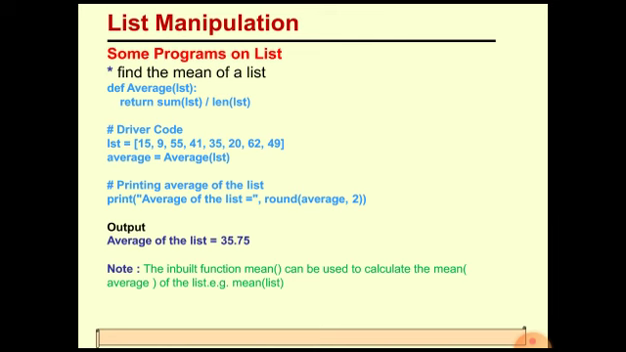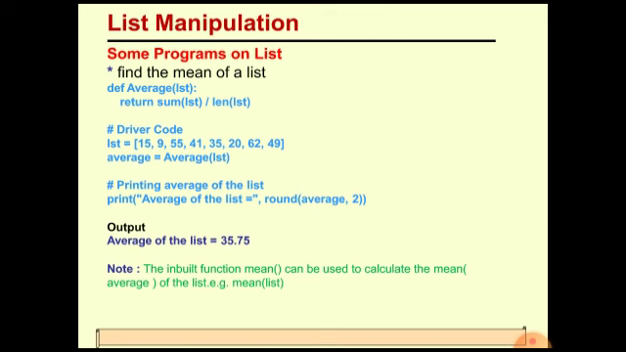Okay, now in the driver code, what we are writing here, we are first initializing the list. We are supplying some fixed values in the list here. For example, we are supplying 8 values to the list: 15, 9, 55, 41, 35, 20, 62 and 49. And then we are using the average function. We are passing this list as a parameter to the average function, and on the left hand side is a variable to which we are assigning the value which is being returned by the average function.